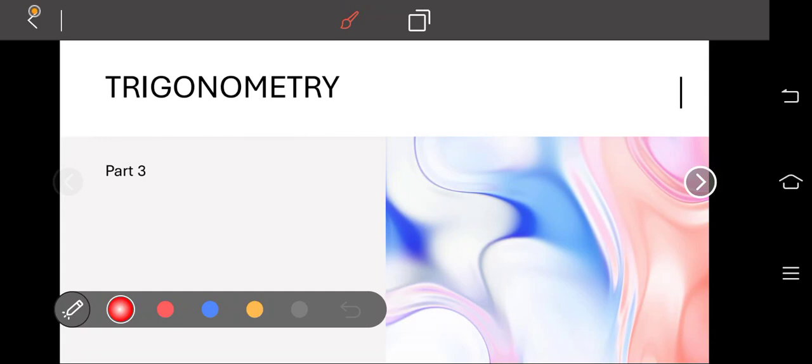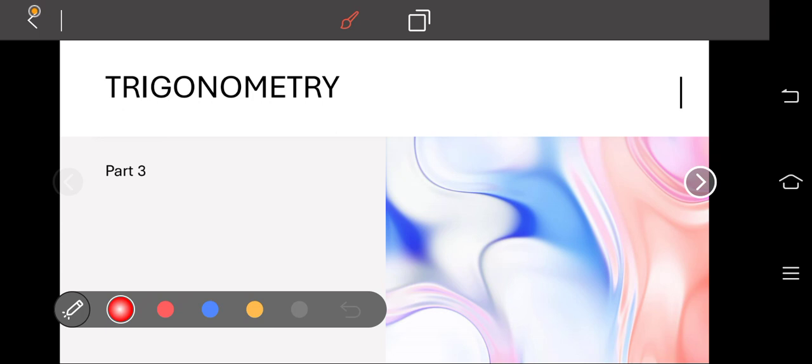In this third part of trigonometry, we are going to learn about the ratio values at some certain angles. But before going into that, let's recheck your answers with my answers for the previous practice questions.